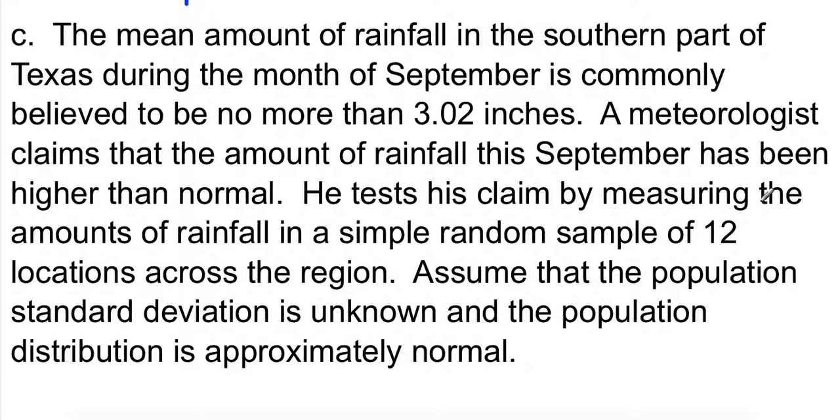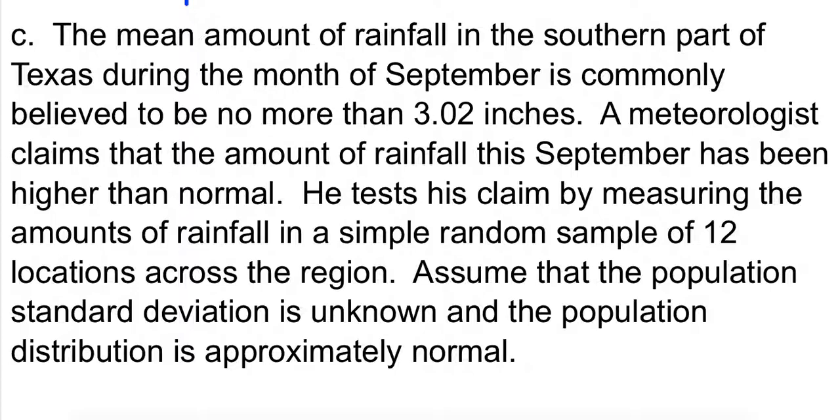All right. The last one: the mean amount of rainfall in the southern part of Texas during the month of September is commonly believed to be no more than 3.02 inches. A meteorologist claims that the amount of rainfall this September has been higher than normal. He tests his claim by measuring the amounts of rainfall in a simple random sample of 12 locations across the region. Assume that the population standard deviation is unknown and the population distribution is approximately normal.